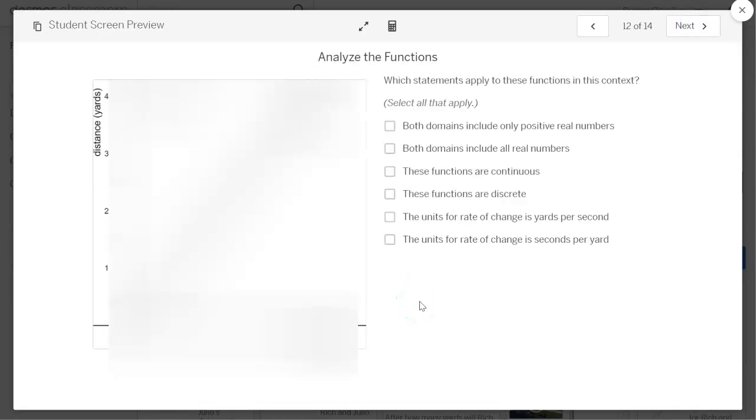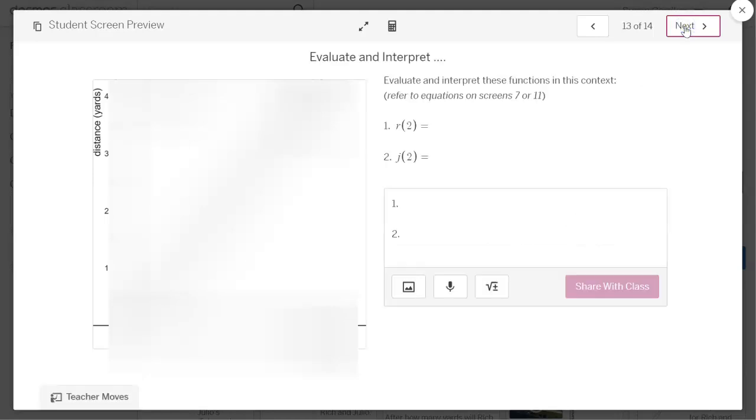The statements that apply to this in context, so they're going to talk about the domains, whether this should be continuous or discrete, and what the units are for the rate of change. And then the next one, they're going to evaluate and interpret the function at 2. So what are these values and what do they represent? Now, they will use their functions that are on screen 7, that was given, by the way, and 11, that's the one they wrote.